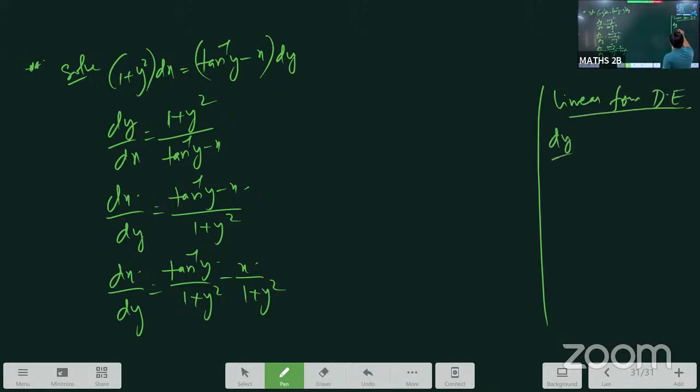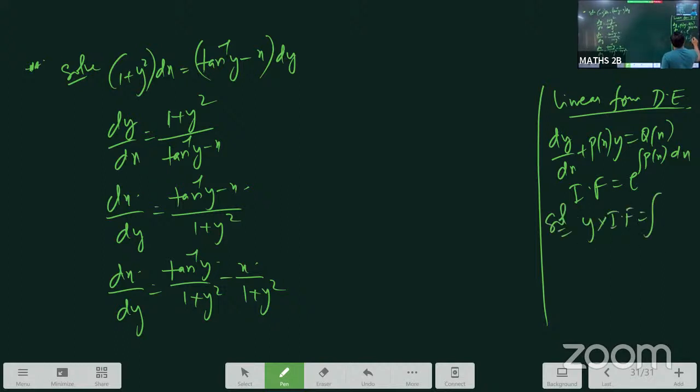dy by dx plus p of x into y equals q of x. The integrating factor is e to the power integral of p of x dx. And the solution is y into integrating factor equals integral of q of x into integrating factor. Already I told you this part.